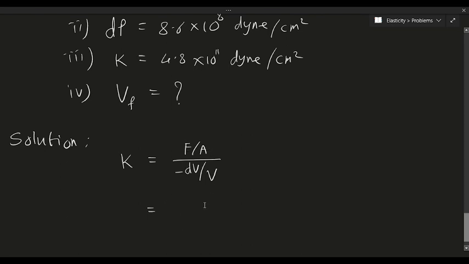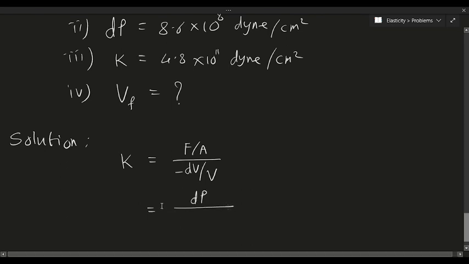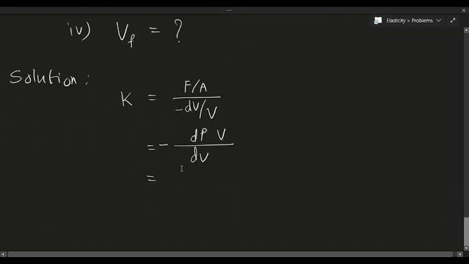Force upon area is the pressure. Now there is additional pressure due to seawater on the lead block. So that additional pressure is dP. The force upon area, the additional pressure on the lead block, is dP, and we write it like this. So we rewrite it in a simpler form, dP by dV into V.